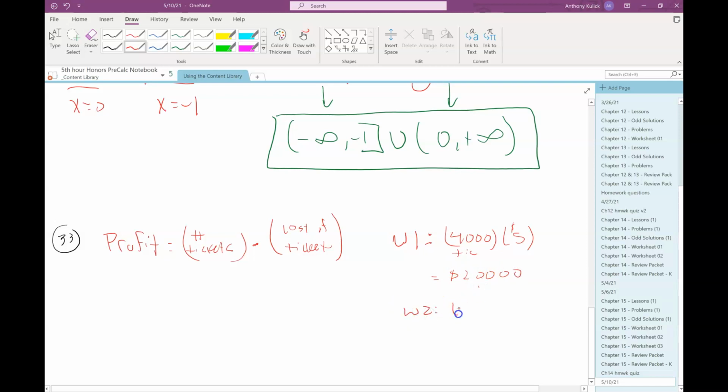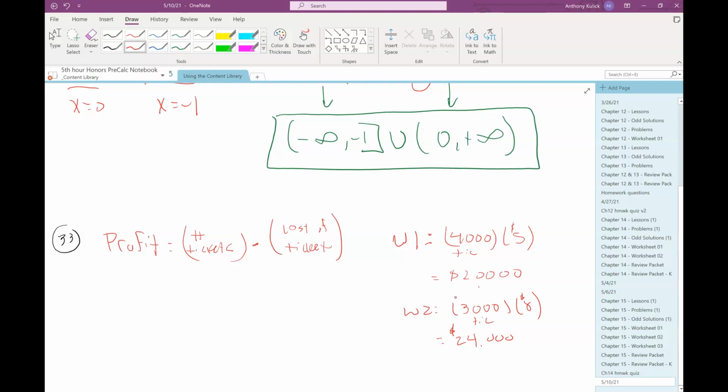Week 2, we sold 3,000 tickets at $8. So that would have been $24,000. So I can conclude one thing right away. The price that's going to maximize my profits can't be less than $5, right?